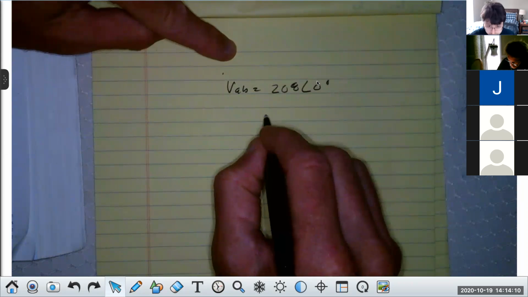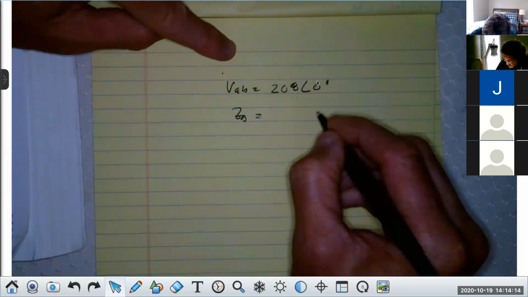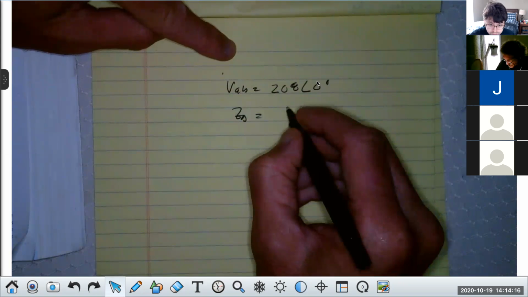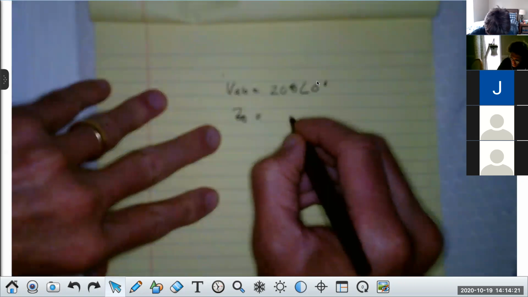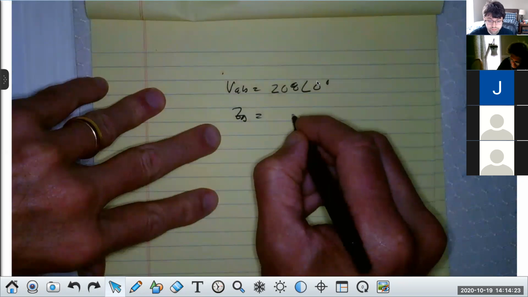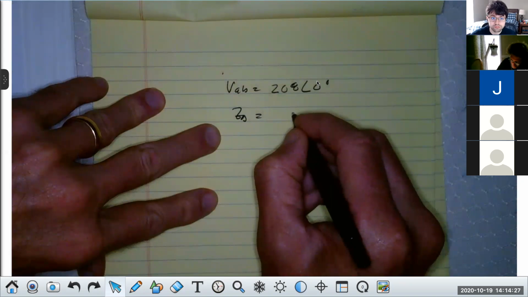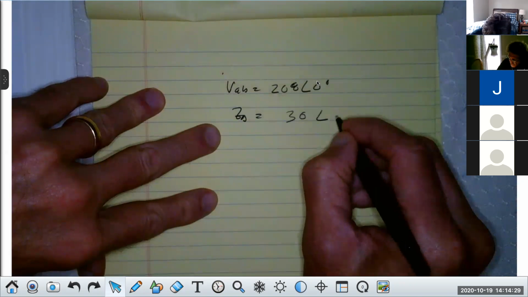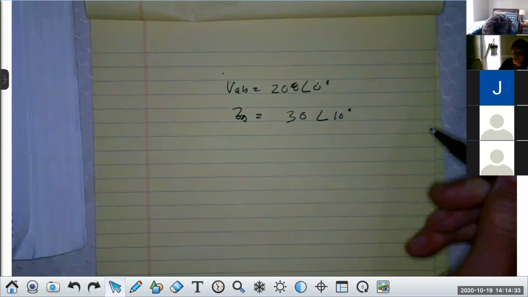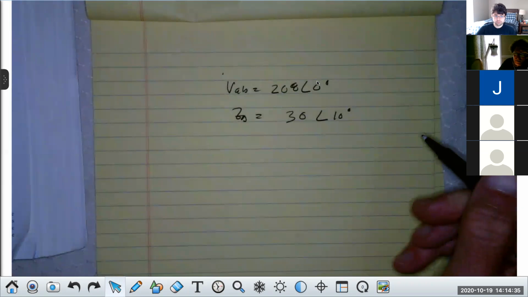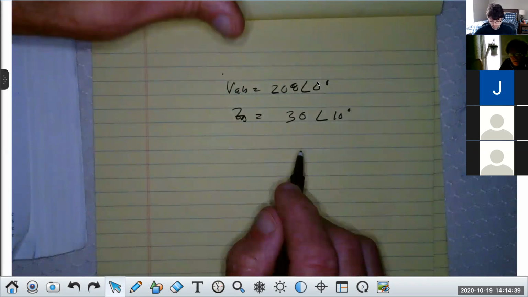Then I had a Z delta equal to, call it, 30 at an angle of 10 degrees. All right. Now that is a delta configuration. Agreed, class? Now, if I draw that, and I'm going to just draw this, you don't have to.